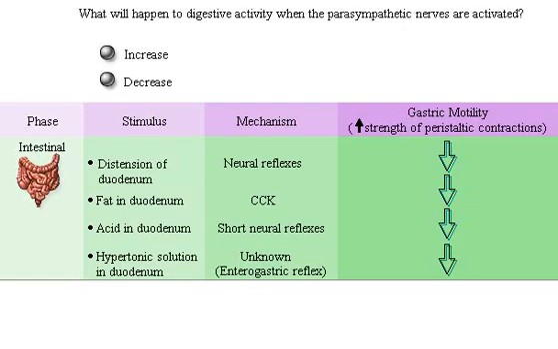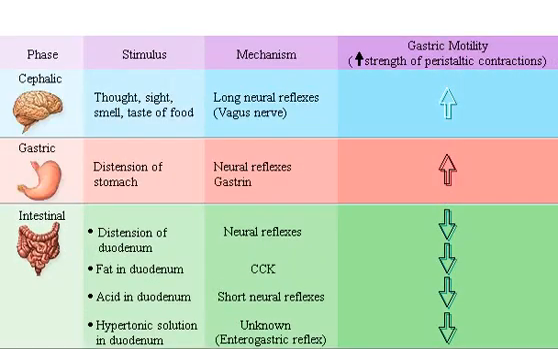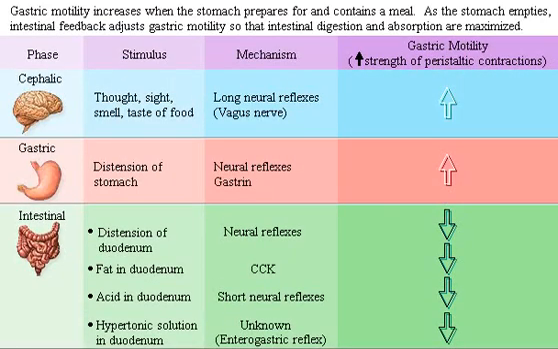What will happen to digestive activity when the parasympathetic nerves are activated? Gastric motility increases when the stomach prepares for and contains a meal. As the stomach empties, intestinal feedback adjusts gastric motility so that intestinal digestion and absorption are maximized.